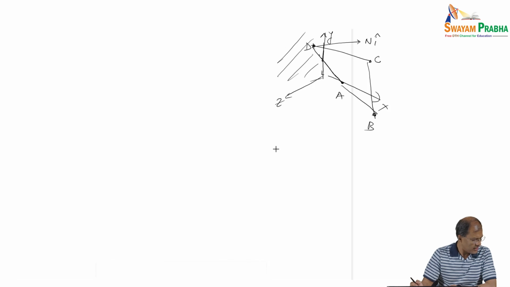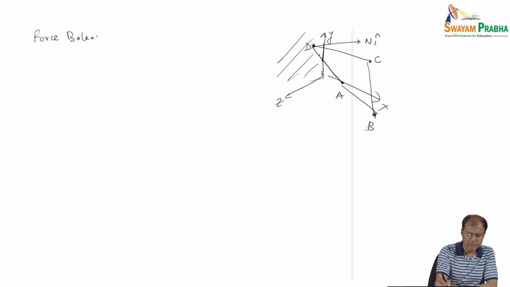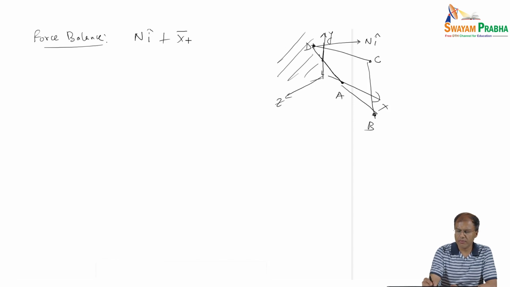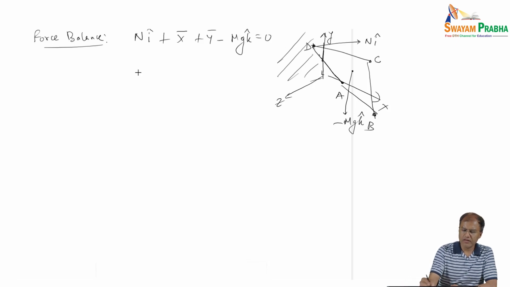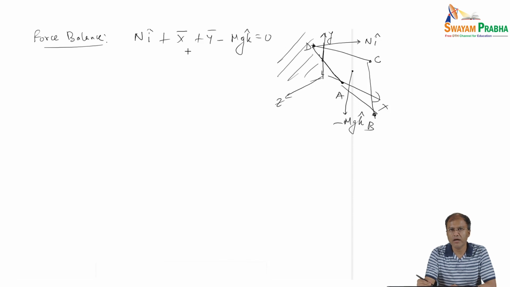So then we see that, let us start to write the force balance. The force balance will be N times i. We simply write the various forces plus X plus Y minus the fourth force, which is the weight, minus mg k. Remember, this is a vector balance. We will have three components of each of these forces, and essentially this is three equations clubbed in one.